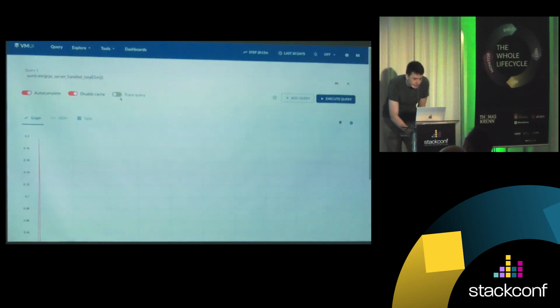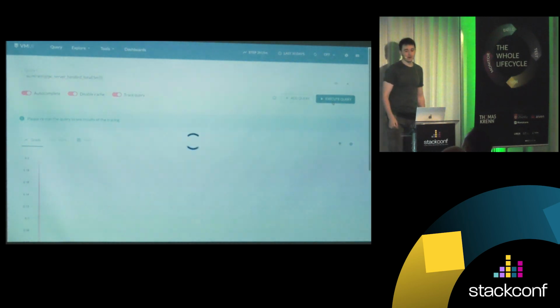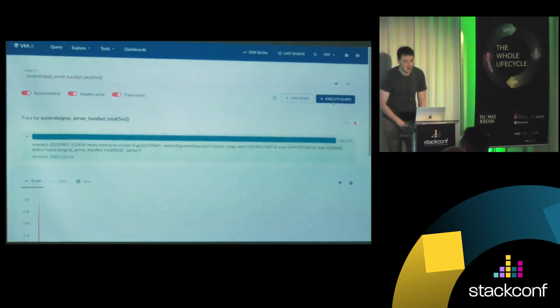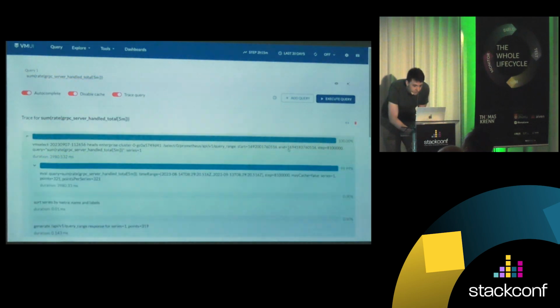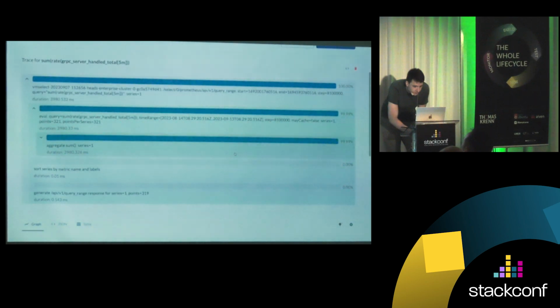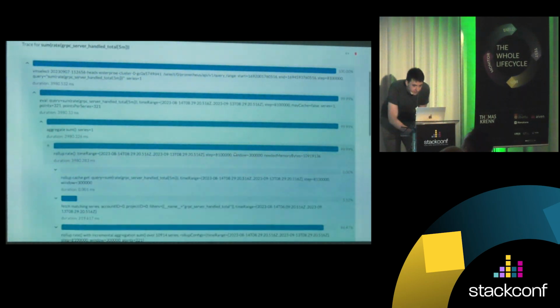And how to tell why? Well, we use trace, and we execute it again. Now VictoriaMetrics collects all the details under the hood and sends them back. It also sends it as a JSON object, so you can programmatically analyze it. But you can also do this in the user interface. And here we see all the stages of query execution. And the blue lines and dispersants show how much time you spend in each step.